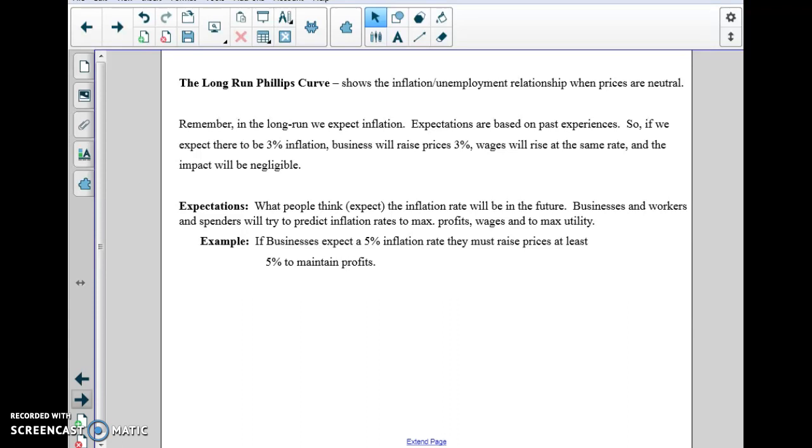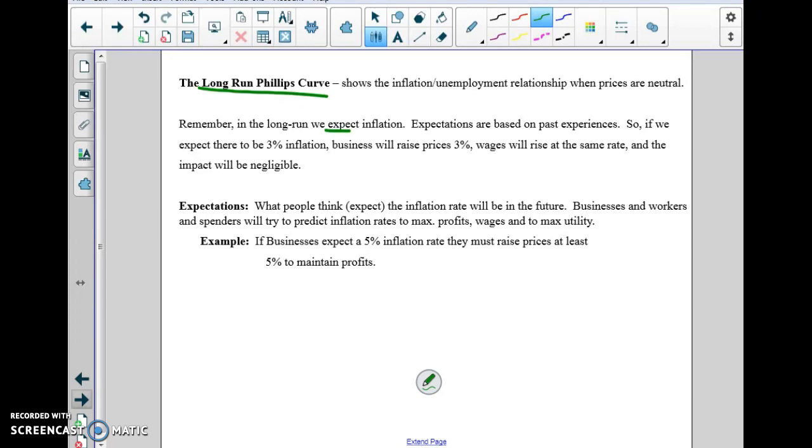So that means that if we had an SRPC, we're going to have an LRPC. That's called the long-run Phillips curve. And it has to do with the fact, and we talked about this earlier, that we expect there to be inflation in the long run. We know it's going to happen because it always happens, and we build it in.